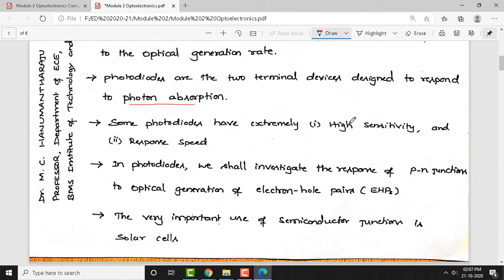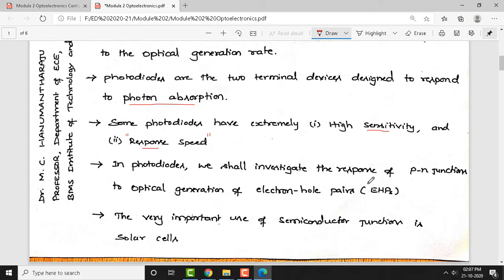Important properties of photodiodes are that they are highly sensitive. Sensitivity is another property of the optoelectronic device, and then response speed, how much time it takes to respond whenever you make the photons fall on the device. That's called response speed. It's a response time, in fact. So that's another property of a photodiode.